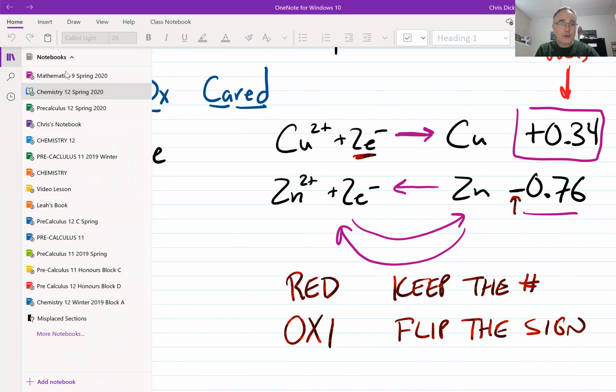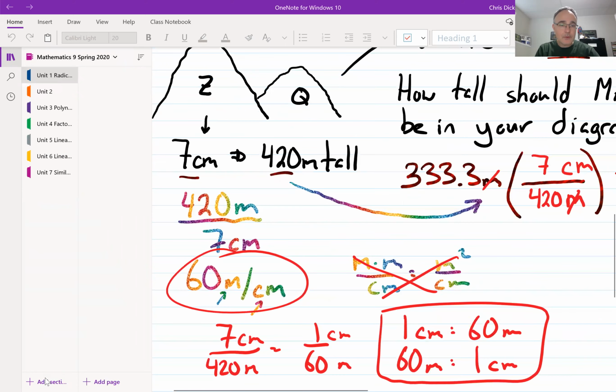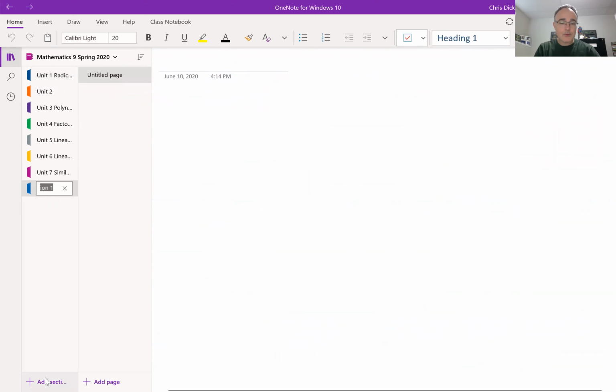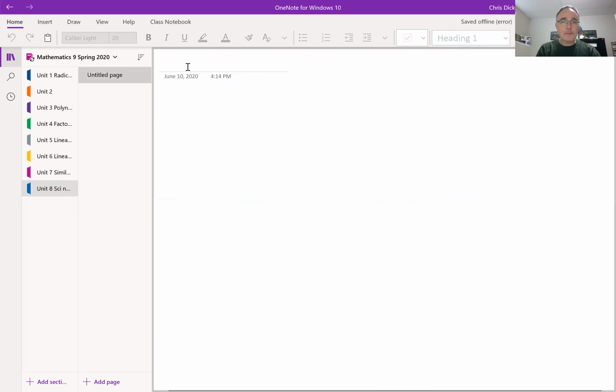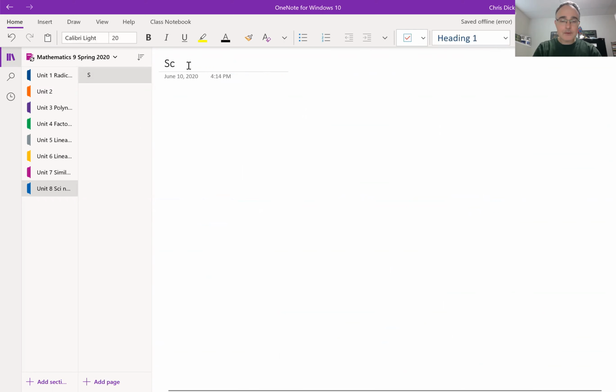Taking a look at our Math 9 topic, let's start our new unit, add section, and we'll go Unit 8. Let's call it Scientific Notation slash Probability. Might have been spelled right. And then we'll just do our tab here, and let's just talk about scientific notation.